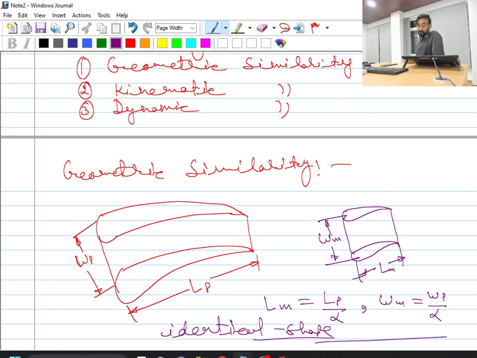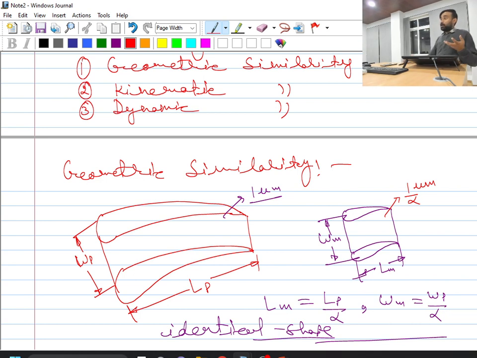Okay. Now a third important point can come. Say you have some rough surface of the airfoil having some roughness of 1 micrometer. So for ensuring geometric similarity, what should be the corresponding roughness on this model? Please tell me. What will be the corresponding roughness? This should be once again 1 micrometer divided by alpha.